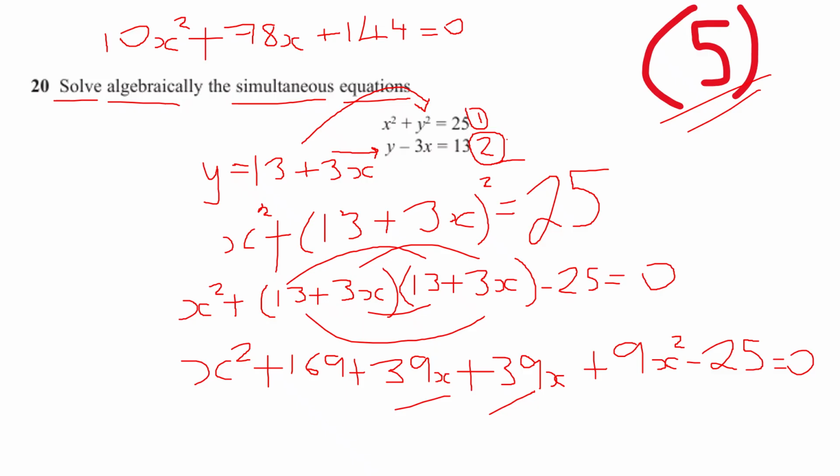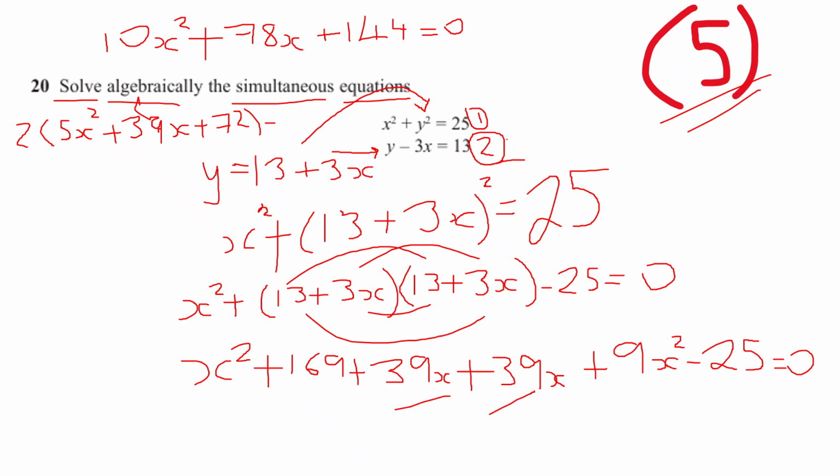If you're unsure, next step here is because they are all even numbers, I'm going to factor out a 2. So I'm going to have 2 brackets 5x squared plus 39x plus 72, is equal to 0.